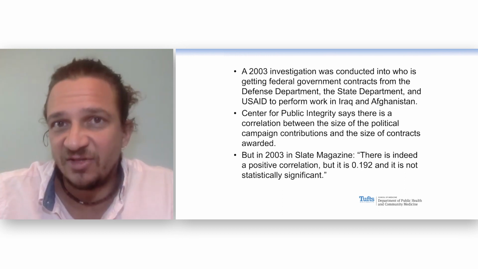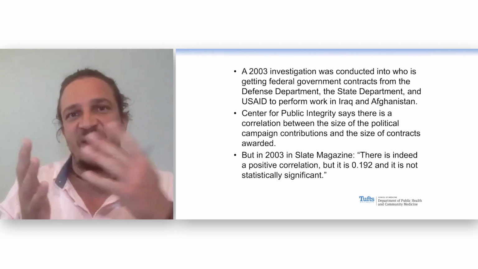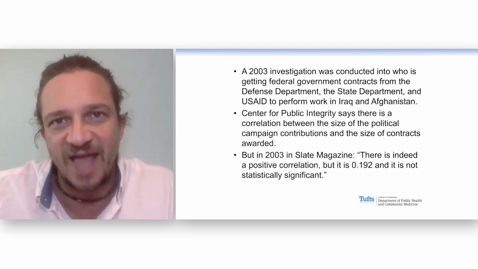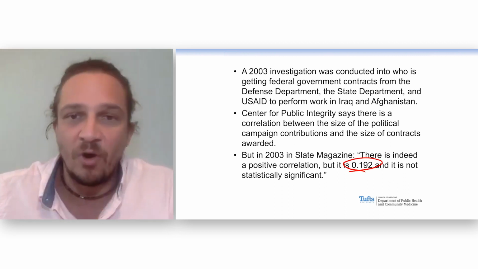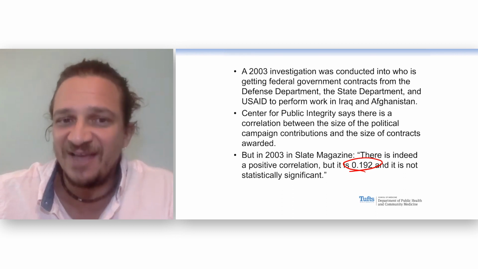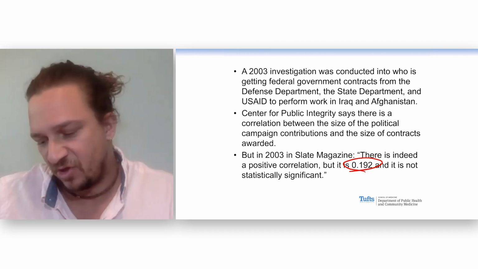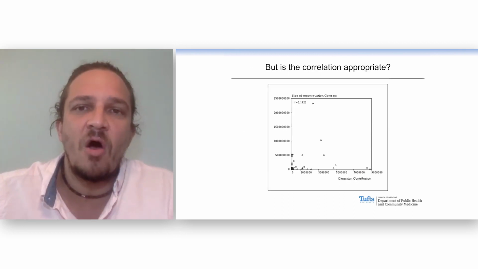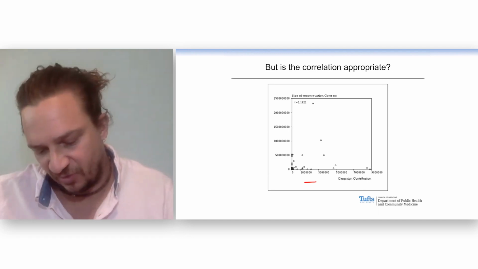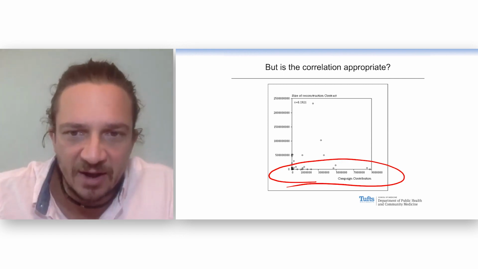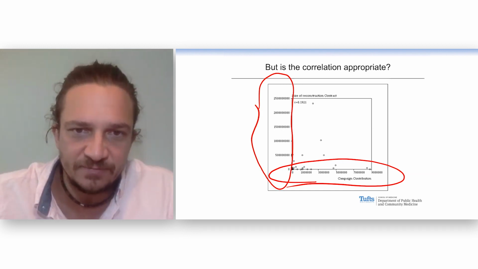Now, there was an analysis, and they looked at the data in 2003. This is Slate magazine. A magazine, it's kind of like a book, but the pictures are really glossy, and there's a lot of advertisements in it. In this magazine's analysis, they said the correlation is 0.19. It's positive, but it's not significant. And when you looked at the data, here are the data. Here's our 0.19, and we're looking to see if there's a correlation between the amount of campaign contribution and the size of the reconstruction contract.